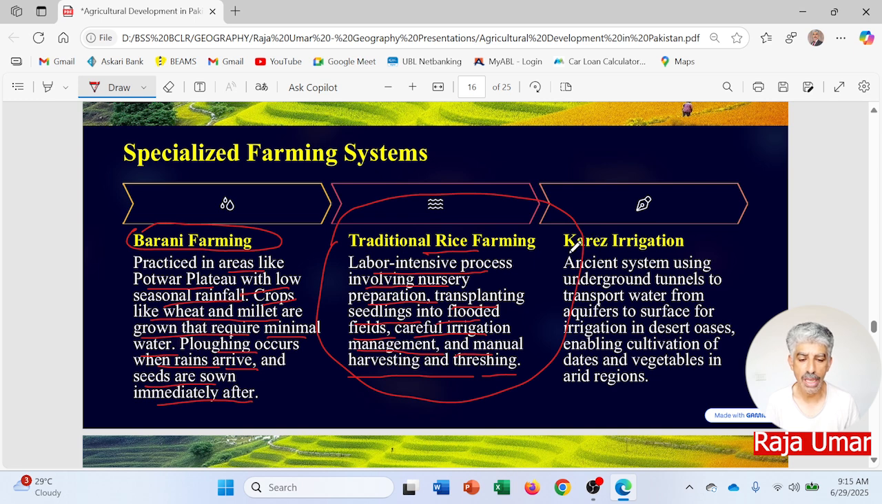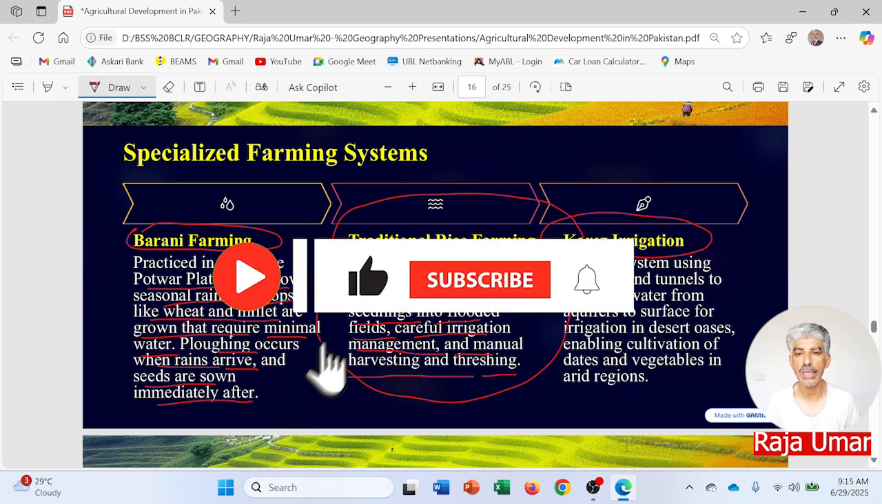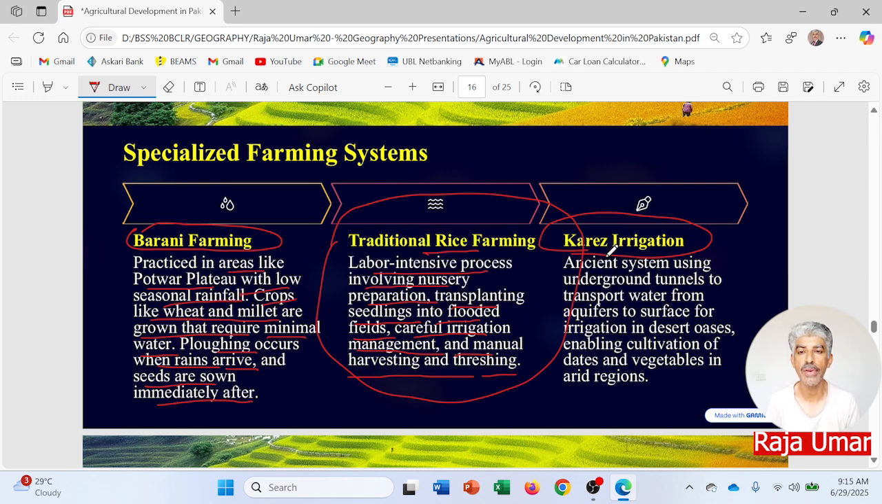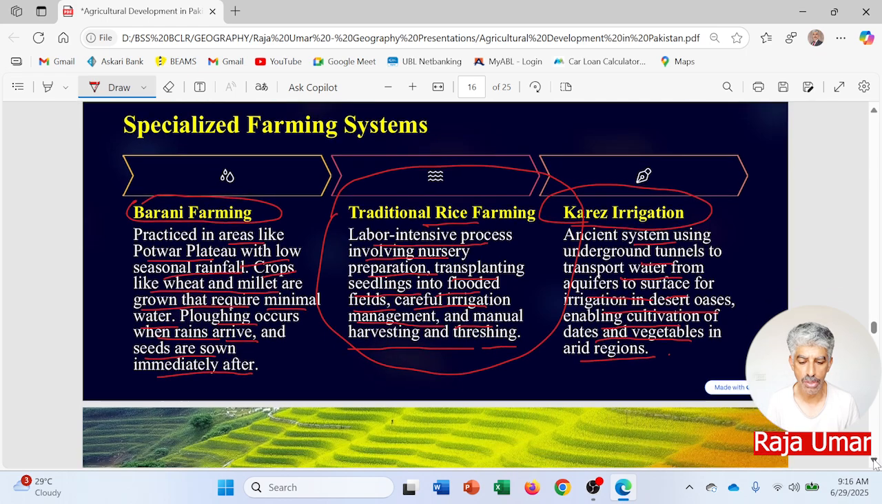Then Karez irrigation in the Balochistan region, as I told you, in the Kech Valley and near Turbat region, to provide water to the date palm trees. Underground water channels are constructed so that the water is not absorbed or evaporated, because there is a lot of really severe heat in that region. So the Karez system is practiced in Balochistan. I have already uploaded the video related to the Karez system while we were discussing the unit of water sources. It is an ancient system using underground tunnels to transport water from aquifers to the surface for irrigation in desert areas, enabling cultivation of dates and vegetables in arid, really very dry regions. As I told you, Balochistan is a really hard area to grow certain crops.